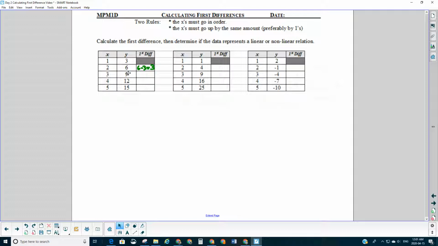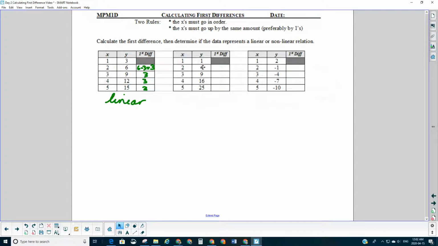Going from 6 to 9, again, it's 9 minus 6, that's 3. 12 minus 9 is 3. 15 minus 12 is 3. You can see the jumps, even if you just count the jumps, going up by 3, up by 3, up by 3, up by 3. So this pattern is going to go up by 3s, which means if we graphed it, it would be linear. The first differences are the same, and so it's linear. Let's look at the second example.